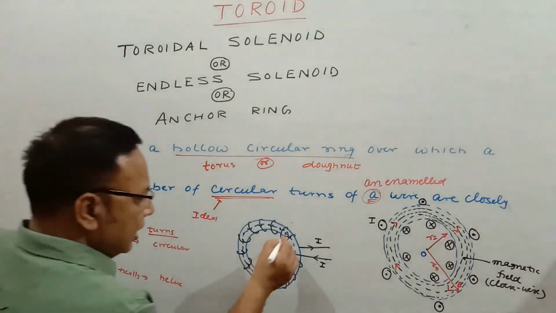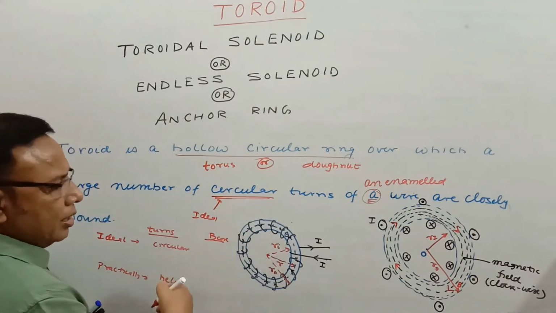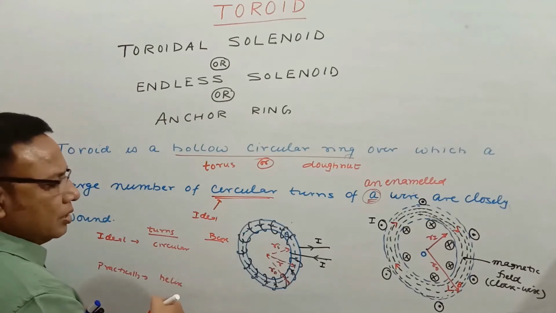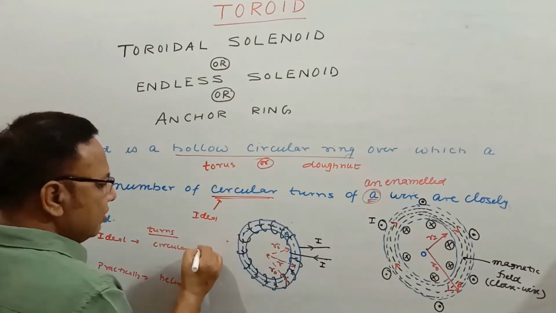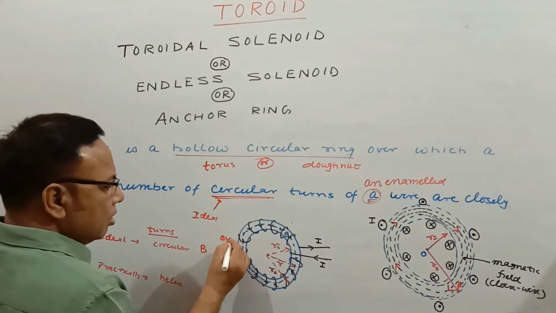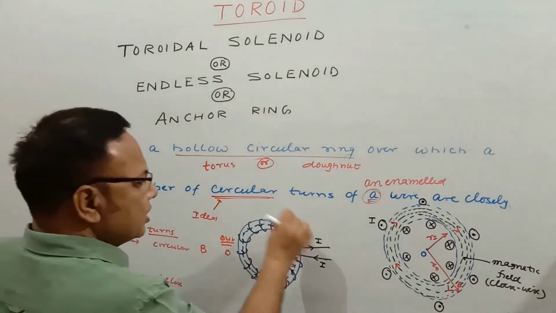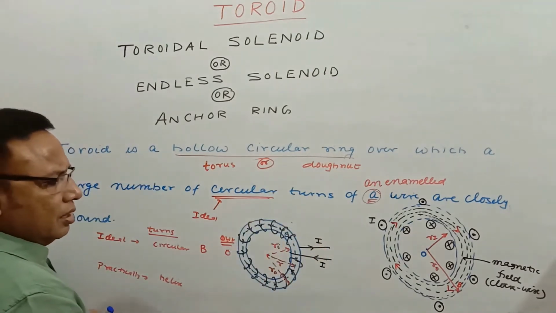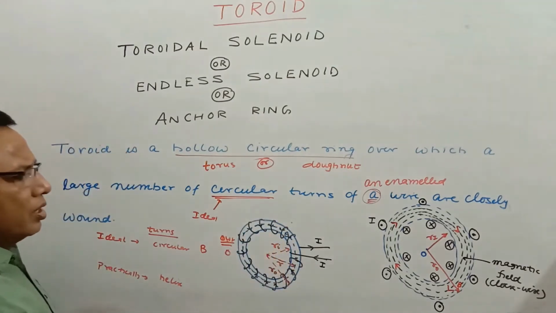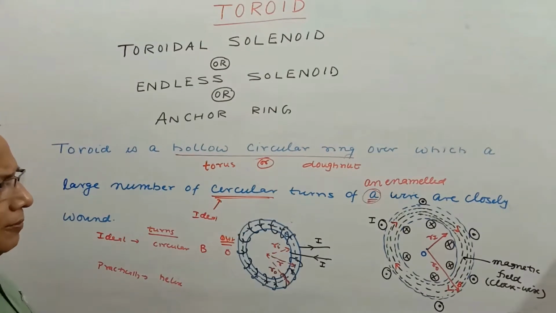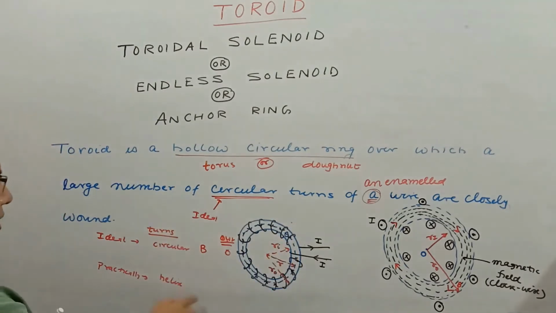Second thing, inside the core the magnetic field is uniform and strong. And outside, the magnetic field is 0. So inside the core the magnetic field is B, and outside, what is the magnetic field value? That should be 0, ideally. Practically, there must be some value of magnetic field outside. And ideally, all the wire turns should be very close to one another or just touching. So these are the differences. Ideally these coils are circular, and practically they should be helical.